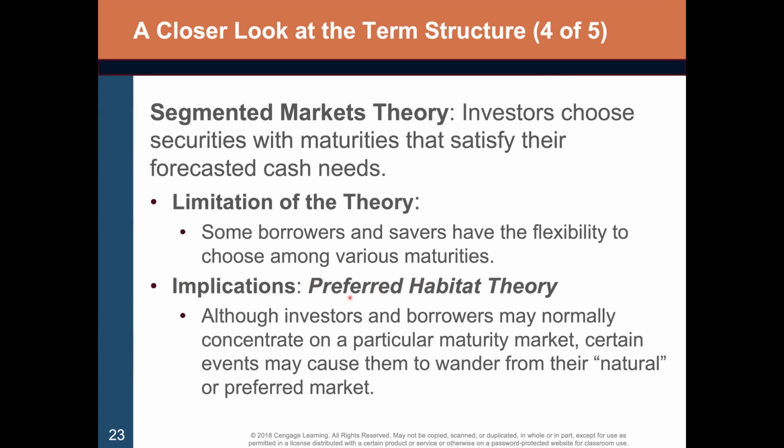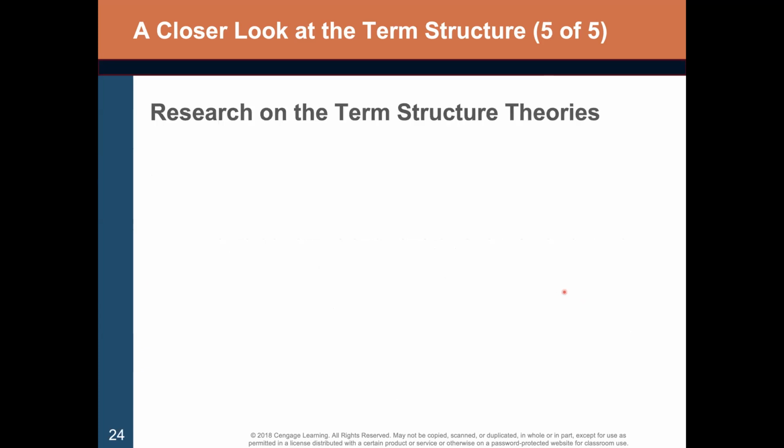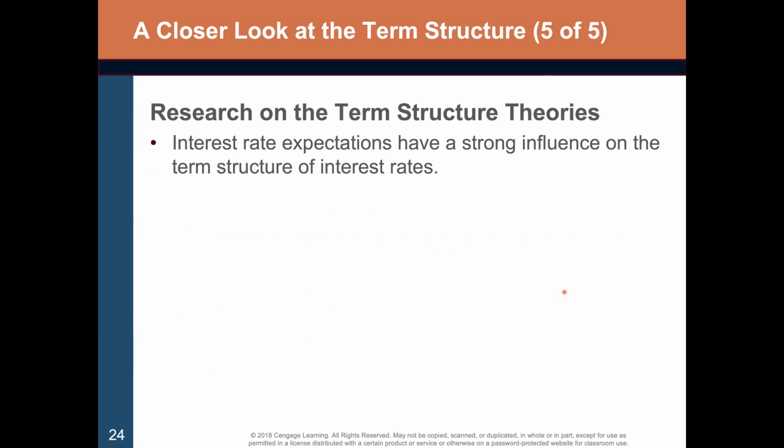So an implication of this is what we call the preferred habitat theory. Although investors and borrowers may normally concentrate on a particular maturity market, certain events may cause them to wander from their natural or preferred market. And we are seeing that right now with the events relating to COVID-19. People who might normally be drawn to a longer term maturity tend to shorten up their maturity when there's risk or uncertainty on the horizon. So there's been a lot of research on the term structure theories that have been proposed, and researchers have looked at those.